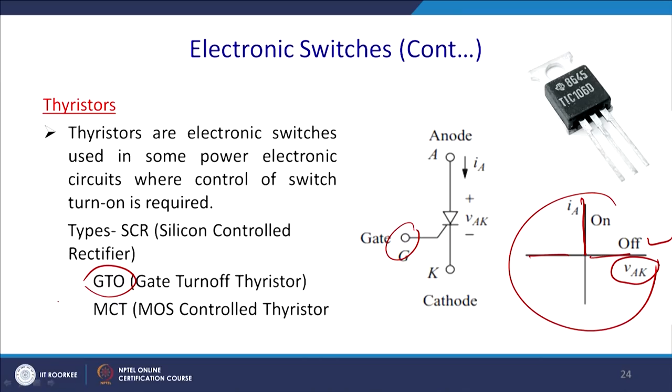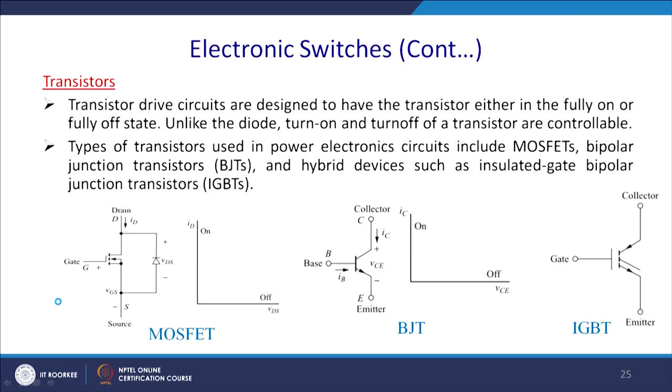Similarly, there is the MCT, the MOS-controlled thyristor, which can also be turned off. Now there are transistors. Transistors basically means BJTs, which have seen use as low-power BJTs.